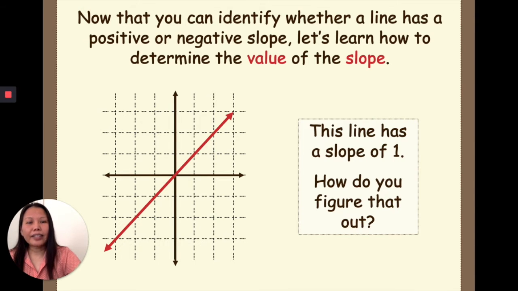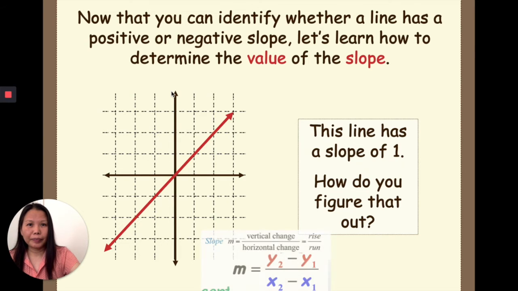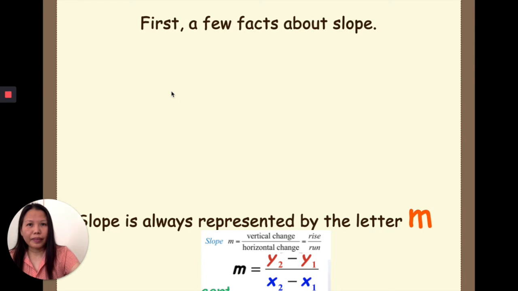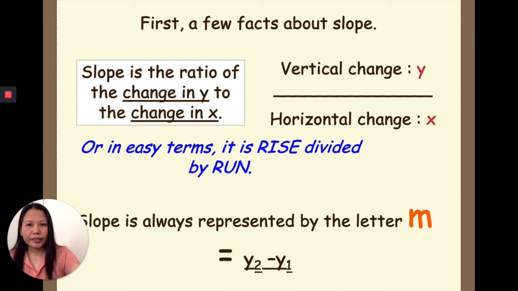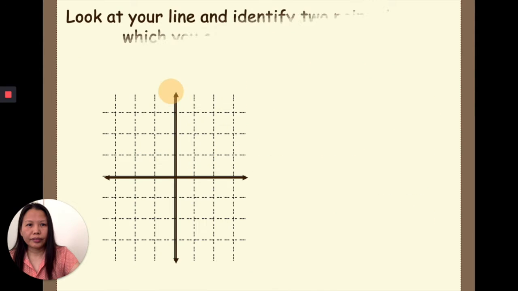Okay, this line has a slope of 1. How do you figure that out? Rise up 1, go over 1, or you can go the opposite way and say, oh, I can start over here, go to the left 1, down 1. So that's negative over negative, which gives me a positive slope of 1. A few facts about slope. Rise over run.